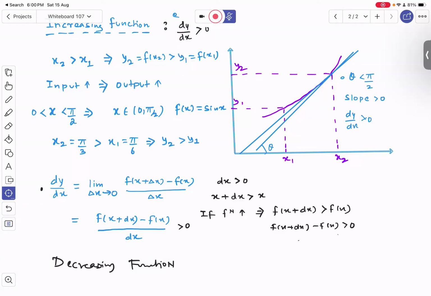Yes, sir. So whether I make a tiny change or a big change, that doesn't matter. If I make some change which is positive, the input increases, maybe by a tiny amount, but it increases. So the value of f of x plus dx is slightly more than f of x. So slightly or whatever, it is more, which means the difference will be positive. Clear, no? Yes, sir. Okay.